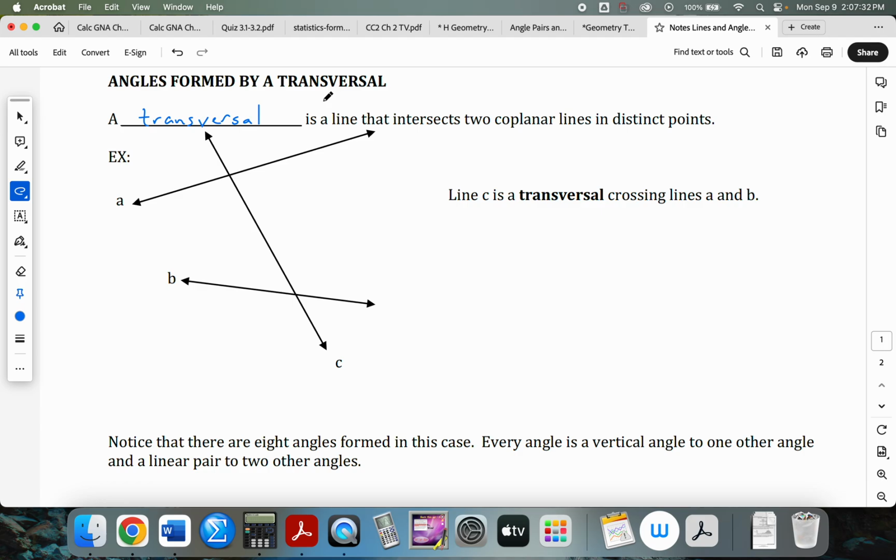It's a line that intersects two coplanar lines in distinct, and when they say distinct, they mean different. If something has a distinct taste, it doesn't taste like anything else. Nothing else is really even close to it.